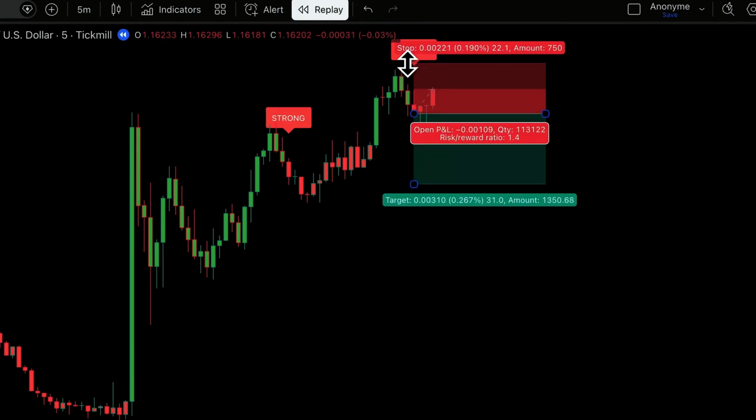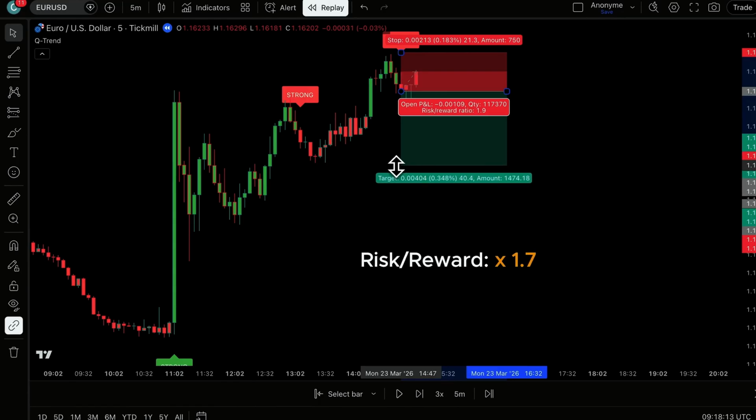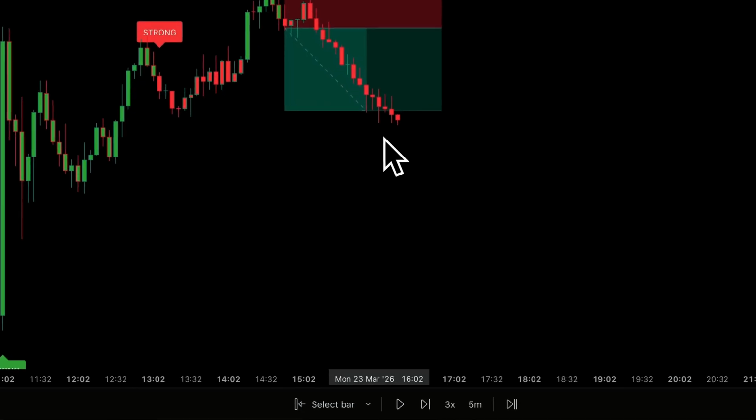We set the stop loss above the previous high and look for a risk-reward ratio of 1.7. Then we stay patient until the market hits either the target or the stop loss. We can see together that the market has just reached the target.